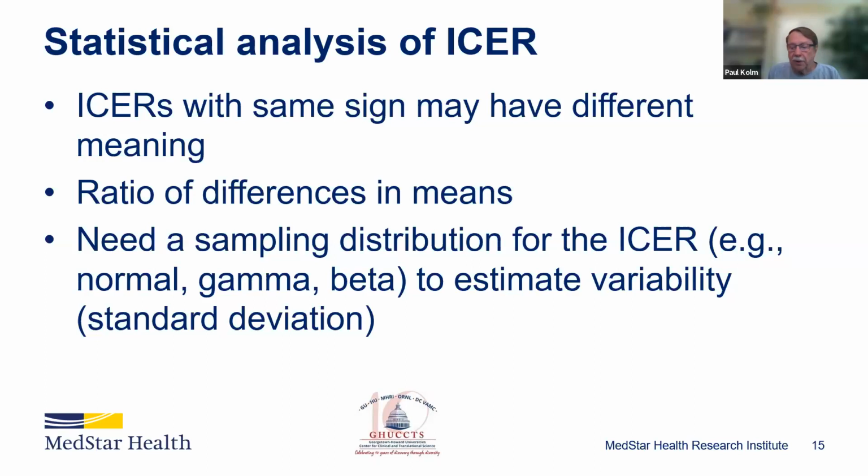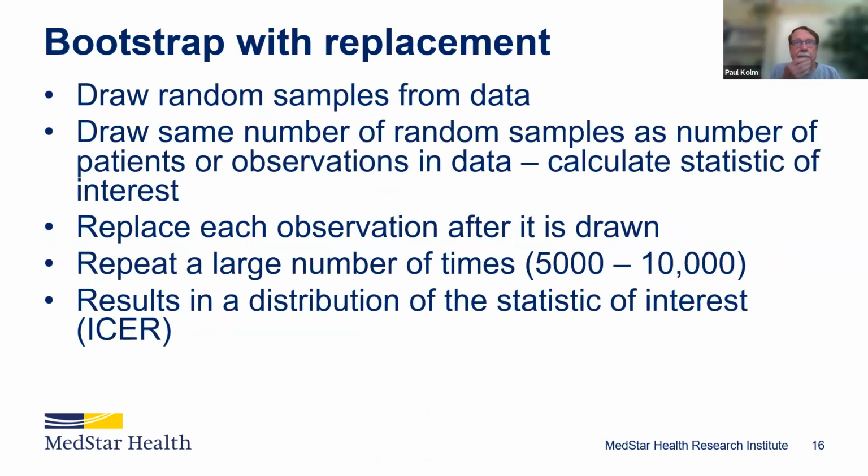And so what we're going to do is bootstrap our data to get a sampling distribution. And we're going to bootstrap with replacement. What that means is that we draw random samples from our data, and we're going to draw as many samples as we have number of patients. We're going to then calculate the ICER, the difference in cost between our groups and the difference in effectiveness.